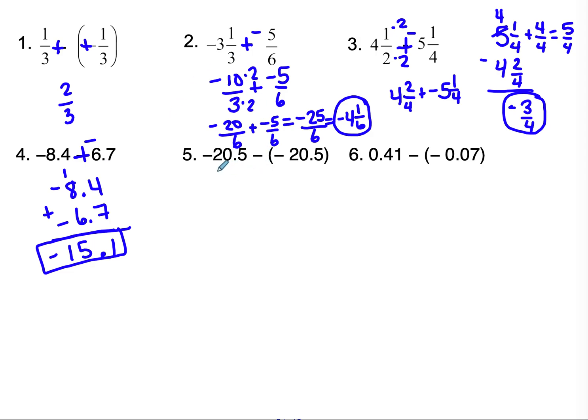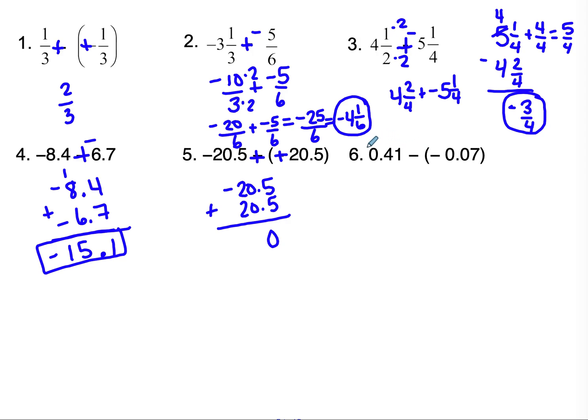Number 5, negative 20.5 minus negative 20.5. Boom, change to addition. Boom, change the sign. I'm going to rewrite it vertically. Negative 20.5 plus 20.5. Now you might have seen it before I rewrote it. These are additive inverses, they're going to equal 0. I don't even really need to line up my decimal for that one because they do cancel out.